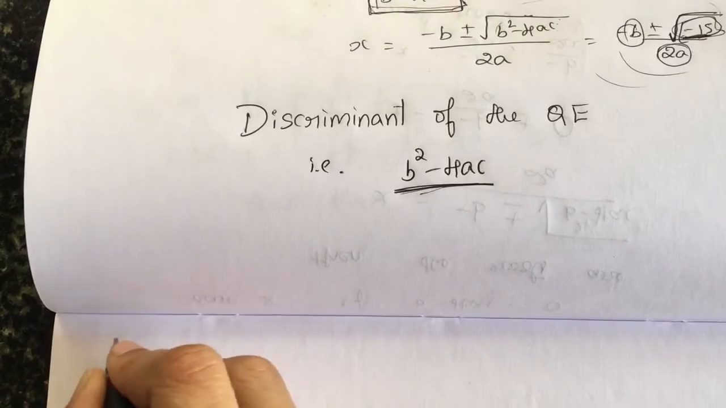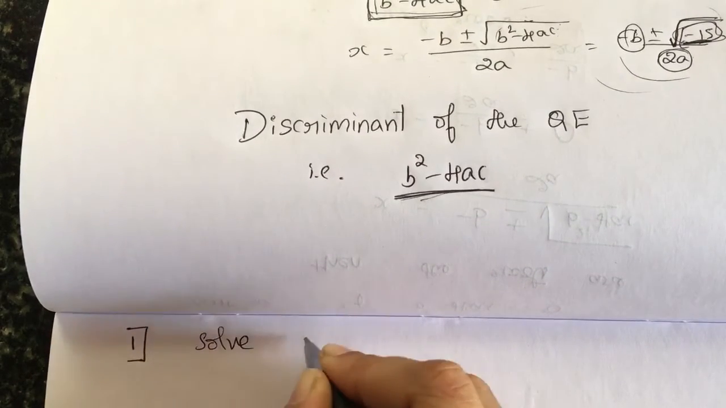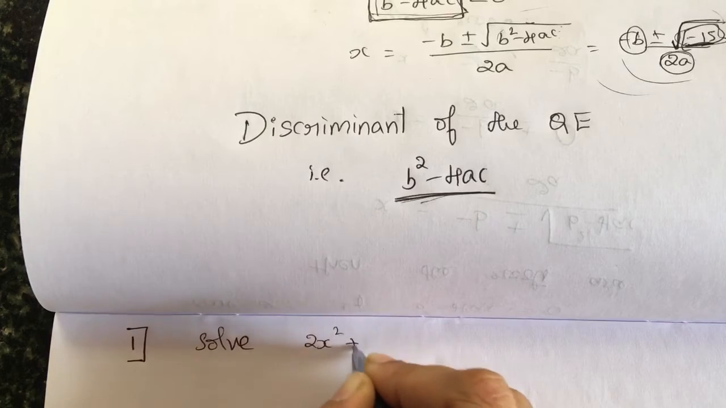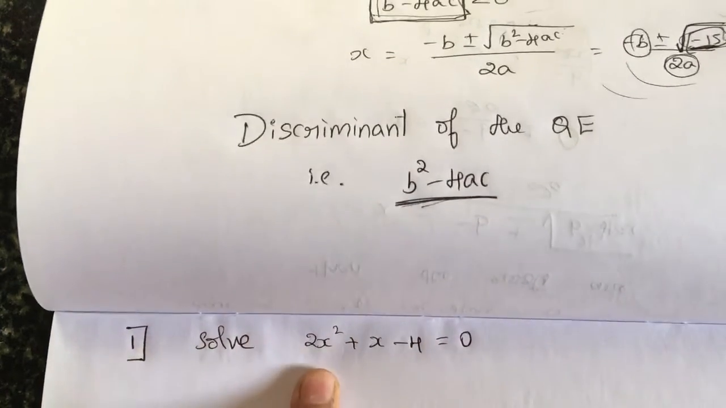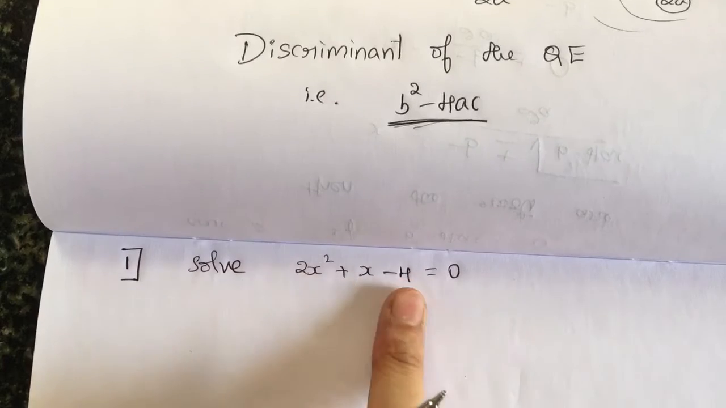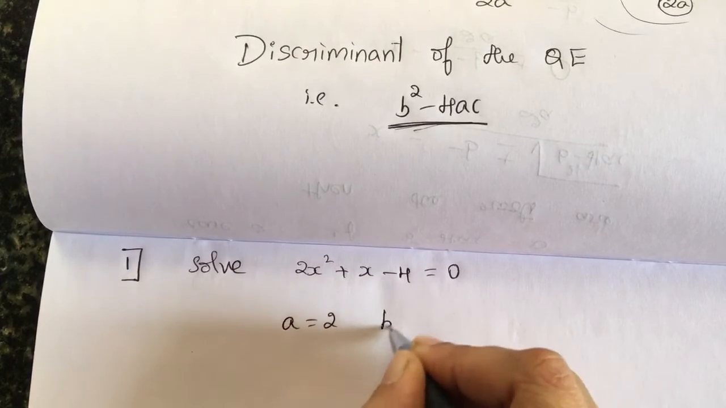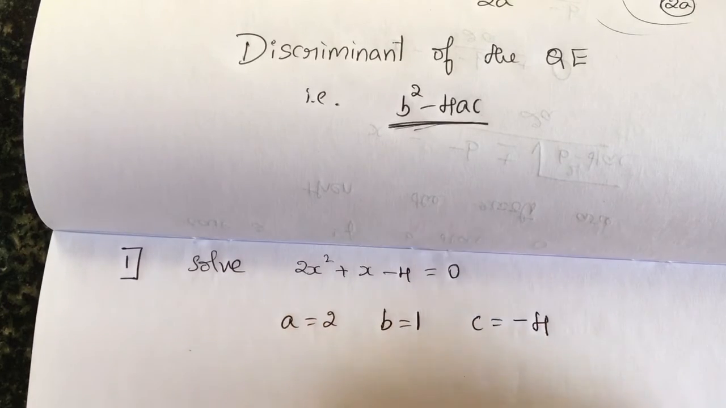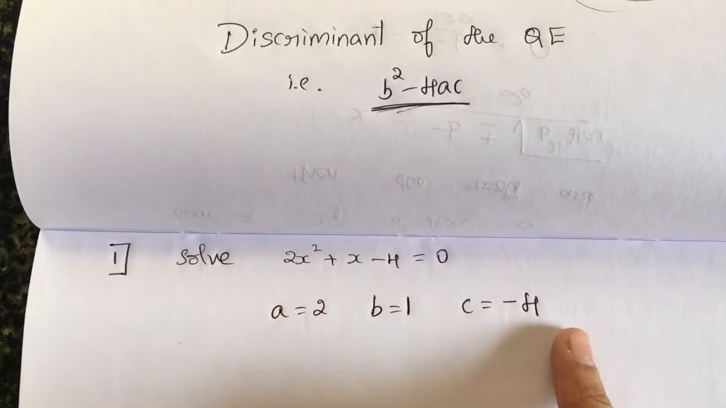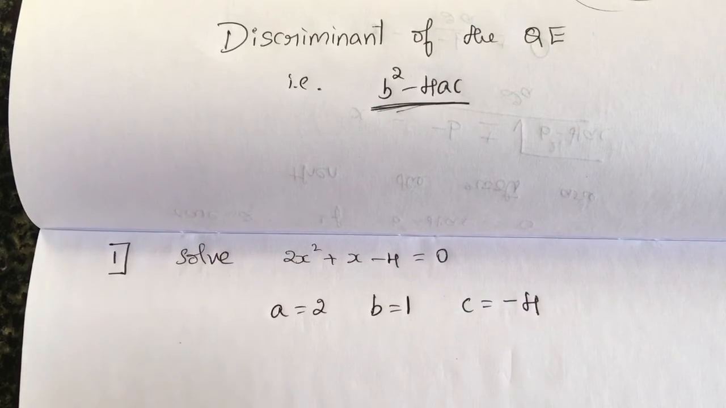First problem, solve the quadratic equation 2x square plus x minus 4 equal to 0. It's in the form ax square plus bx plus c equal to 0. A value is 2, b value is 1 and c value is minus 4. Be careful while writing these values. A small mistake over here will give you a wrong answer.